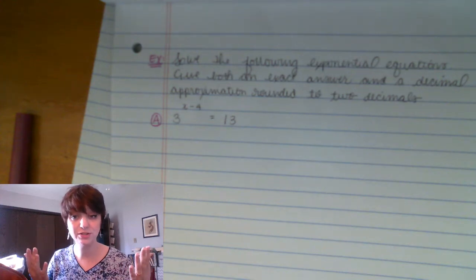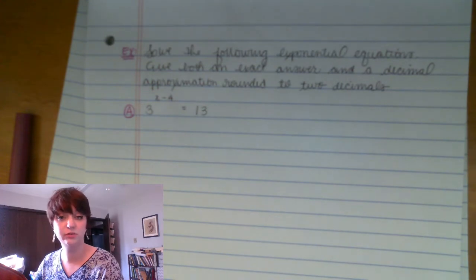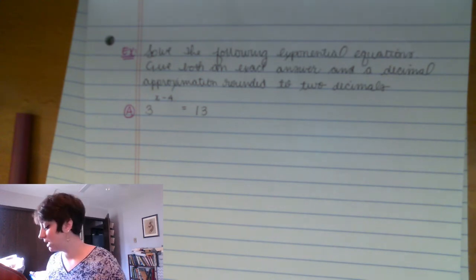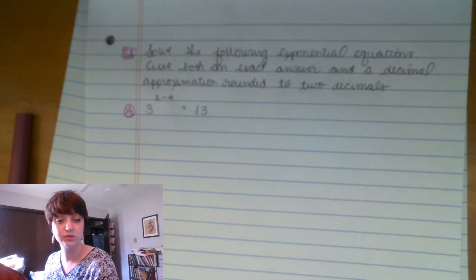So here's a great first example. Solve the following exponential equations. Give both an exact answer and a decimal approximation rounded to 2 decimals. So I'm going to show you the difference between the exact and the decimals. Here's my equation. 3 to the x minus 4 equals 13.